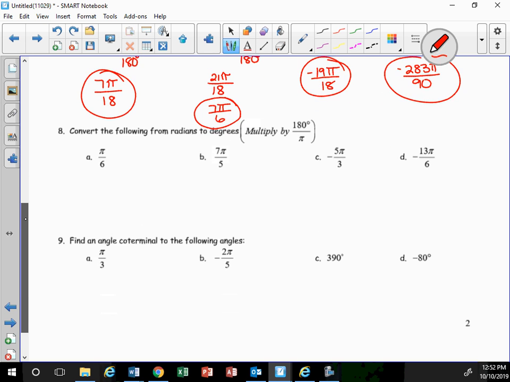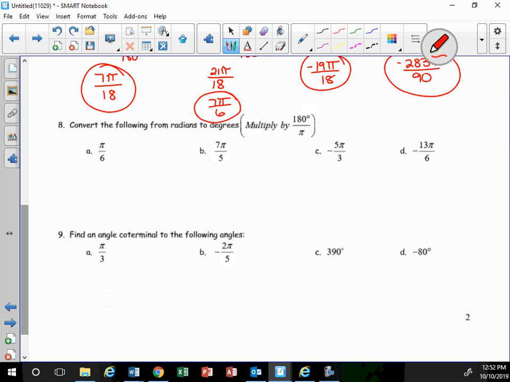So now we're going to convert the other way. So I give you the angle in radians, and I want you to turn it into degrees. So you're going to multiply by 180 over pi. You want the pi's to cancel out in this case, and you want to end up in degrees. So you should have a degree in your numerator. So pi's are gone. And then how many times does 6 go into 180? 30. So this is 30 degrees.